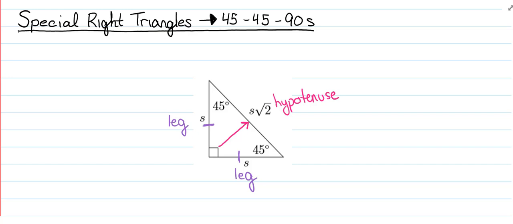So again, if you know this relationship, you're able to find the lengths of the sides of the triangles if you only have one or maybe two sides and Pythagorean theorem is not an option. Let's look at some examples.